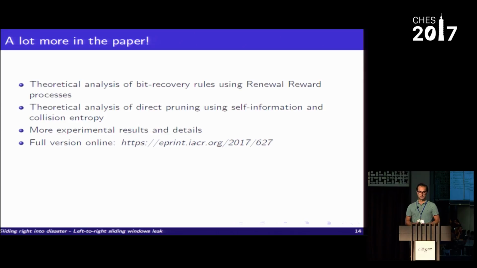We also, like I said in the introduction, did a theoretical analysis of the bit recovery rules using the so-called renewal reward processes, which are basically stochastic processes. We also did a theoretical analysis of the direct pruning, like method two, using self-information and collision entropy. And there are also a lot more experimental results and details in the paper. And you can find the full version online on ePrint.